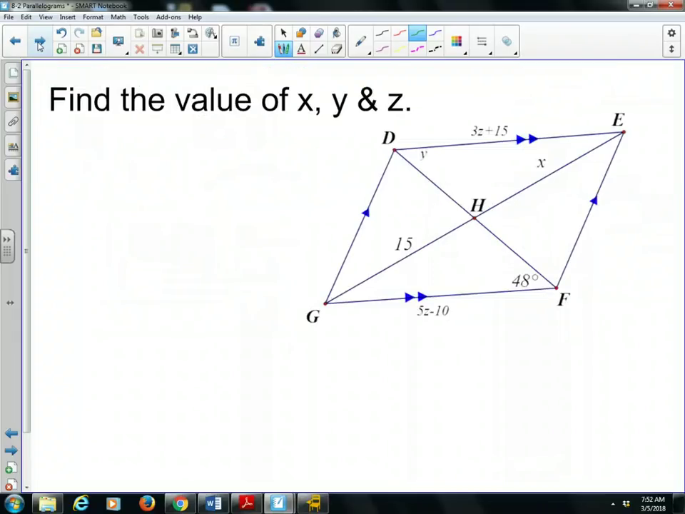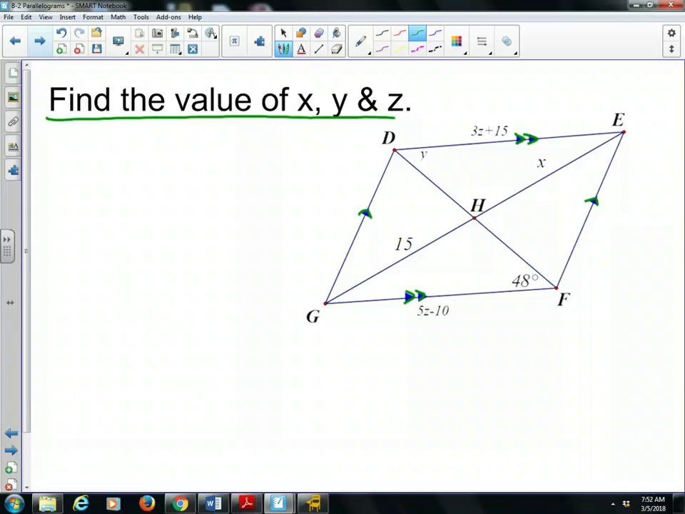The last one for the day. We see a parallelogram like this. Find the value of x, y, and z. I guess the instructions don't tell us that this is a parallelogram, but if you look at the picture, this arrow and this arrow are parallel. So this side with the double arrows and this side with the double arrows are parallel. Opposite sides are parallel. That makes it a parallelogram.